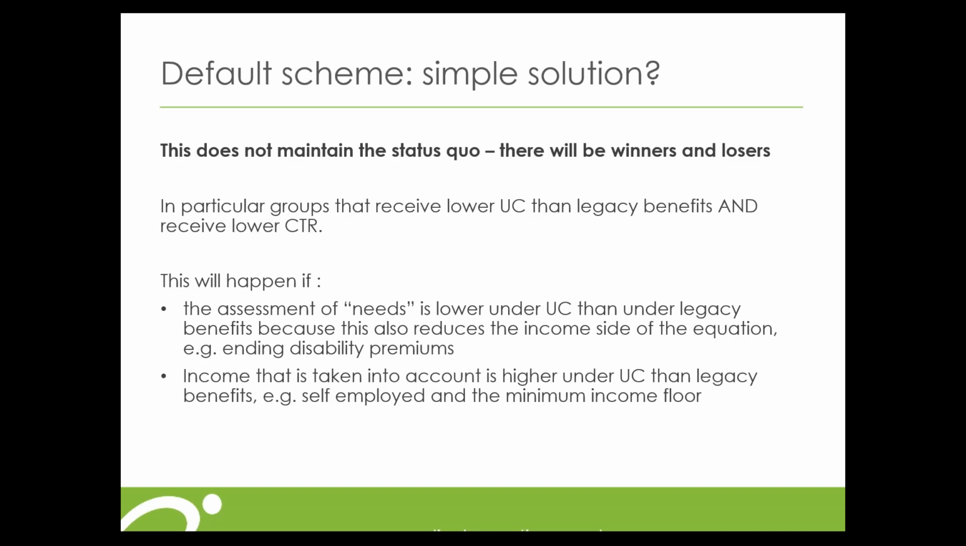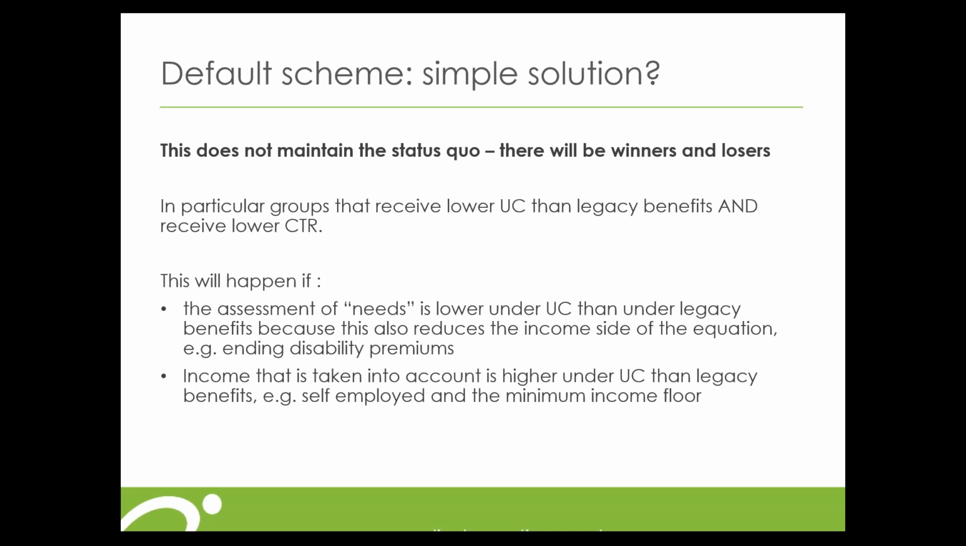Next slide, please, Janet. So why do some people's CTR change? It's because the needs are lower under universal credit. This is for people who will get lower UC and lower CTR. And these are the people I think most local authorities are concentrated on, because if the whole household income is shrinking, this will have implications for support services throughout the local authority, but also on arrears and collection.